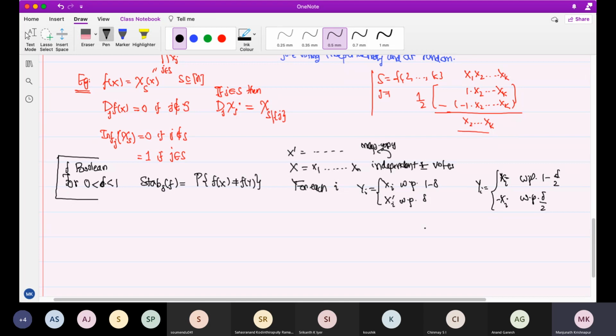So that is what you do. And when delta is small, you think of delta as a small number. So a small proportion of voters are changing their mind, and this is all happening independently of each other. And then you ask, will the decision change? And that probability is somehow a measure of the stability of the function. Okay, so that is a measure of the stability of the function. One can do it for the dictator function and for some other functions and see it.